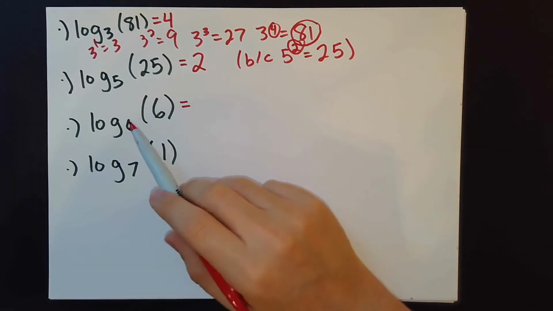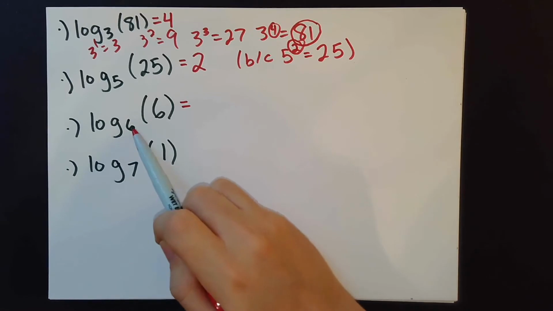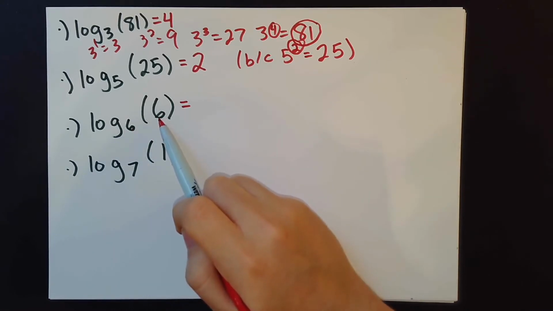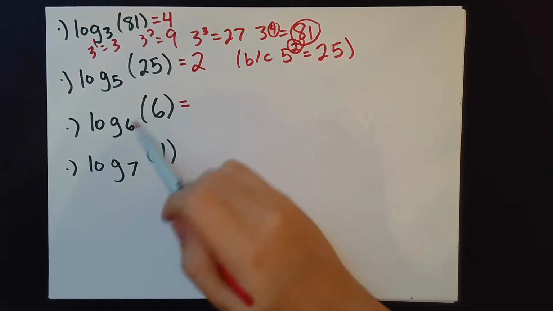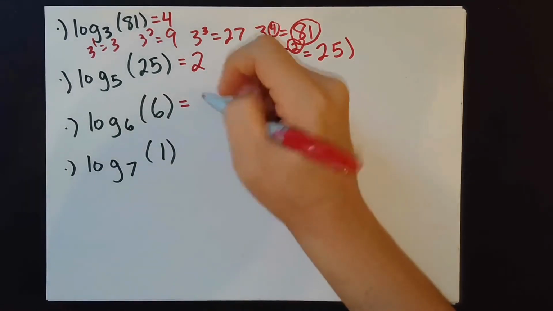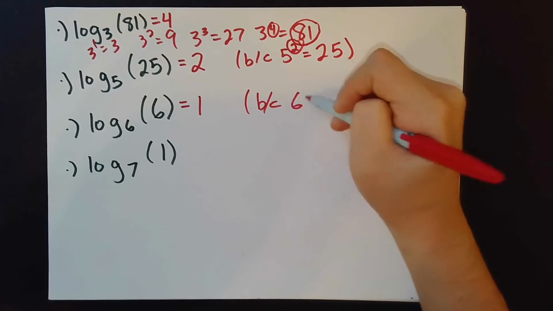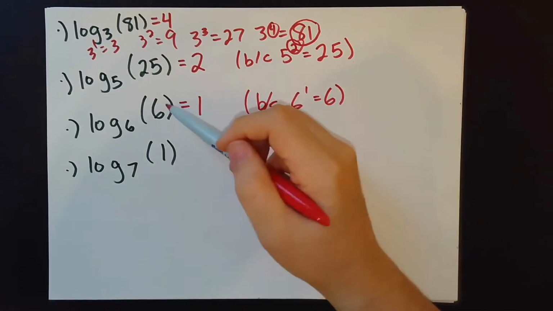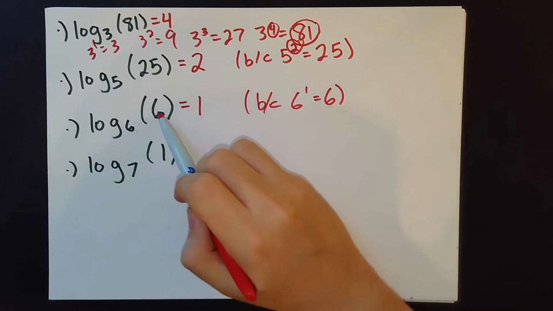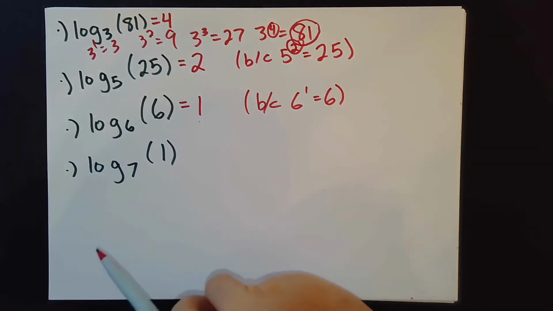This would read as the question, what power of 6 is 6? Well, 6 is the first power of 6 because 6 to the 1 is 6. So the log base something of the same something is always going to be 1.